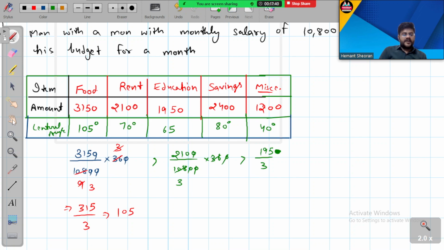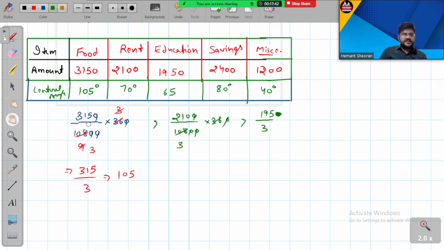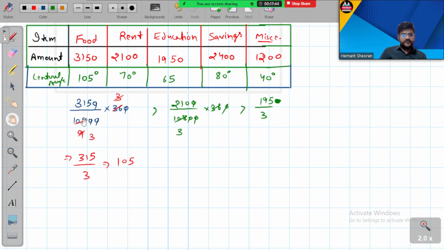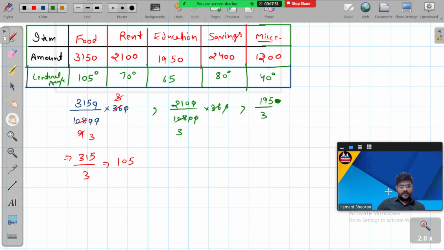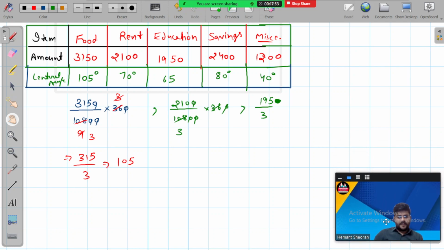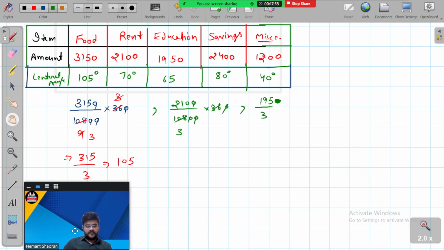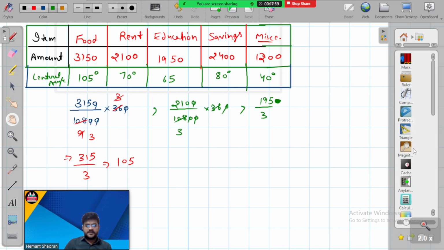Okay, now we can represent it in a circle. Yes or no? Okay, how are you going to do that? So first we have to use a compass and then draw a circle. So we are going to draw a circle first.